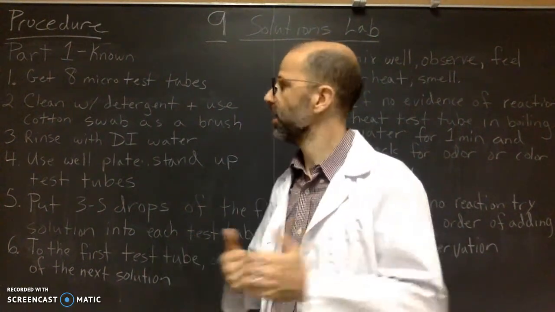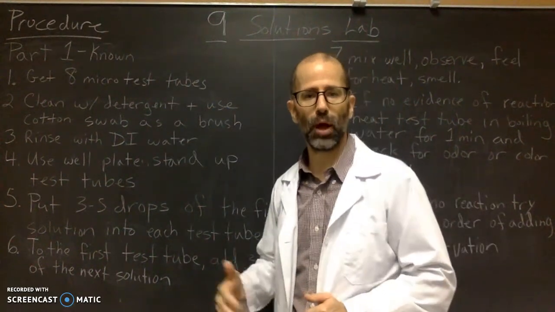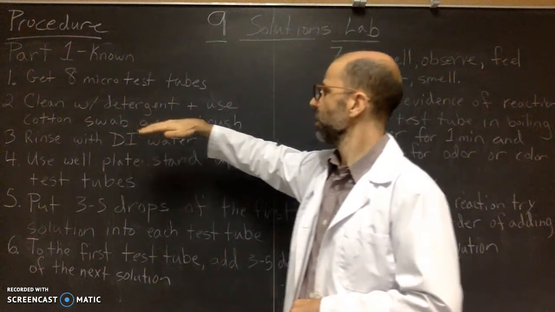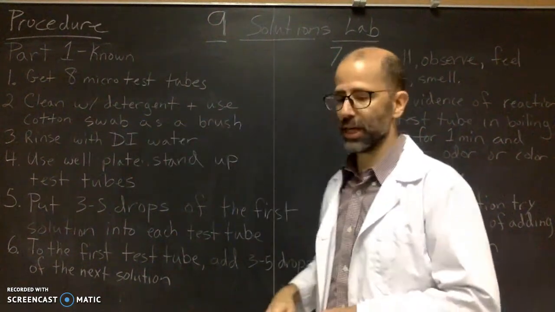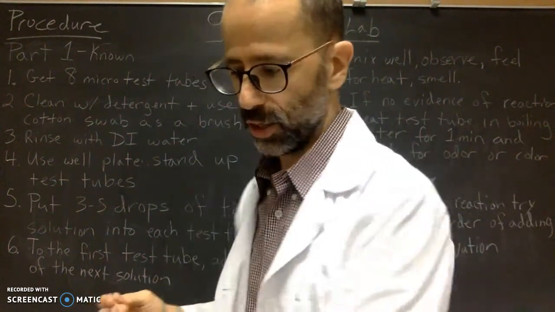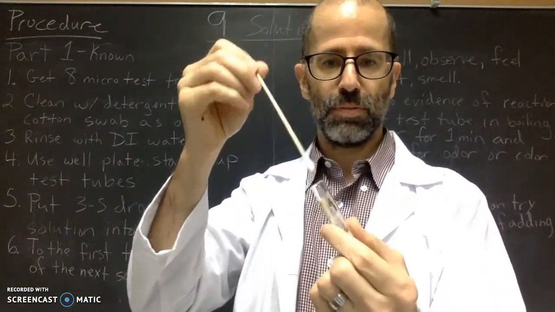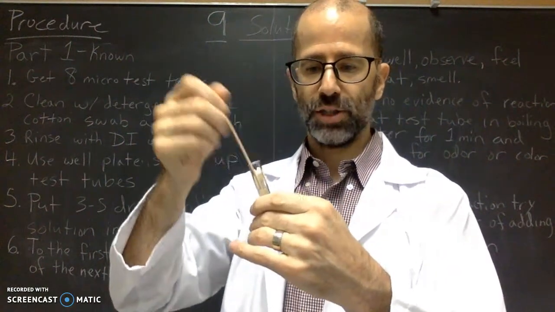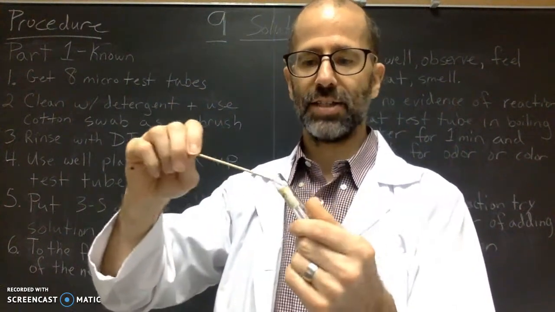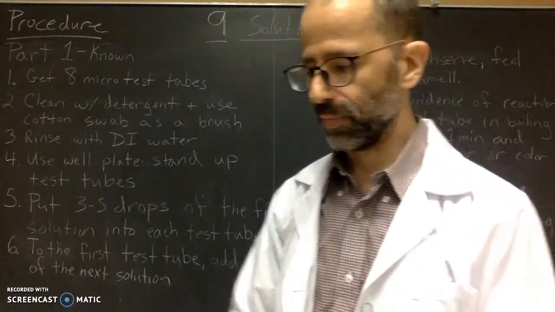So you're going to get 8 micro test tubes from the stock room. They're going to give you a well plate too. First thing you want to do is clean the test tubes with detergent and use your cotton swab as a brush. So you're going to get your micro test tube, put detergent in there, and use your swab to brush the sides. Excuse me, that was close. You're going to clean the inside of your test tubes really well, and then you're going to rinse them off.